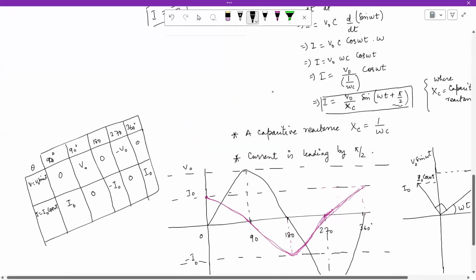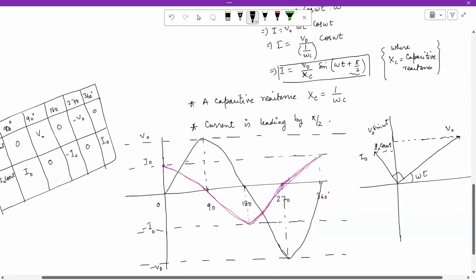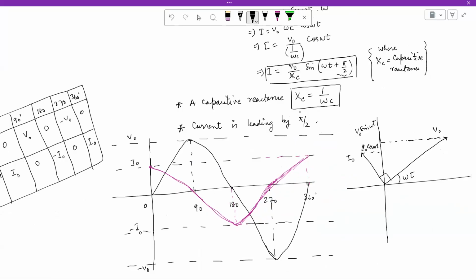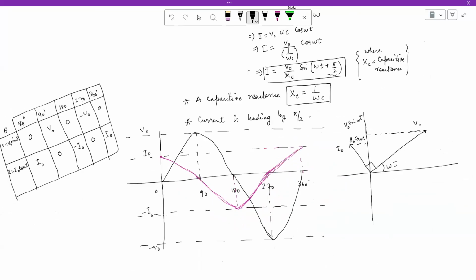So the most important thing that we got is that you have a capacitive reactance, right? And the current is leading by pi by 2. So these are the things that we have to remember. Okay, note it down.